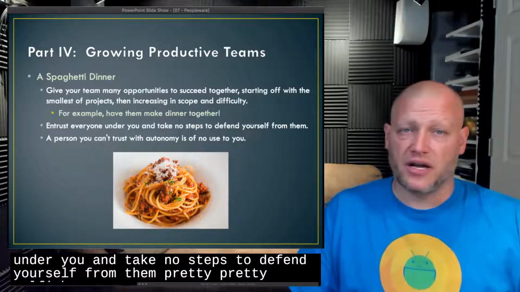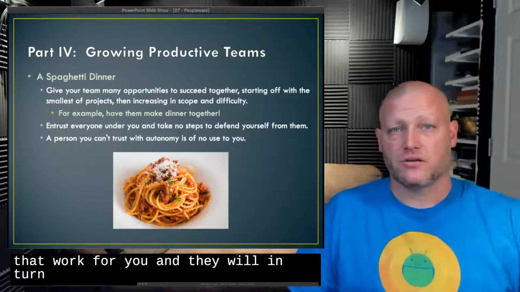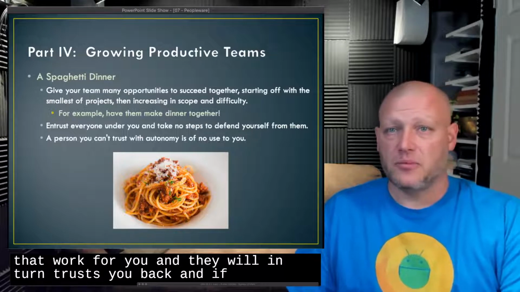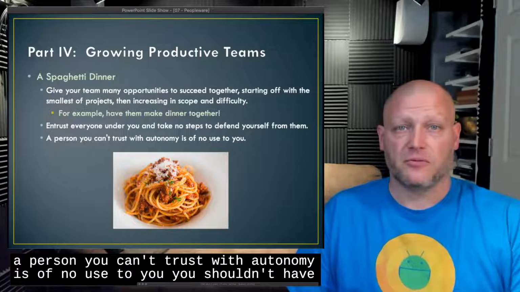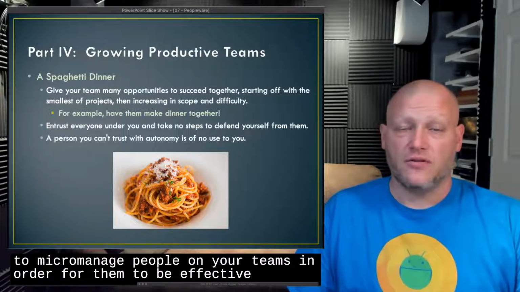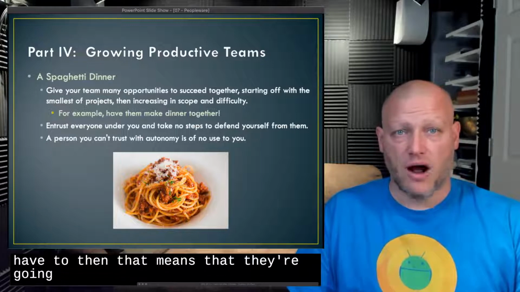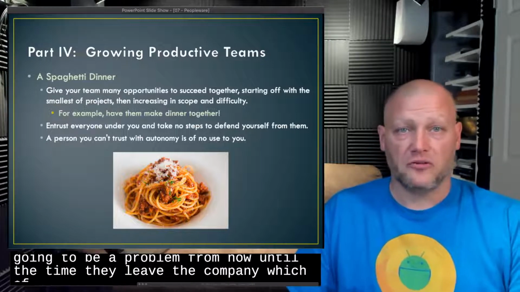Pretty self-explanatory there. Trust the people that work for you, and they will in turn trust you back. And then finally, a person you can't trust with autonomy is of no use to you. You shouldn't have to micromanage people on your teams in order for them to be effective. If you have to, then that means that they're going to be a problem from now until the time they leave the company, which will hopefully be soon.